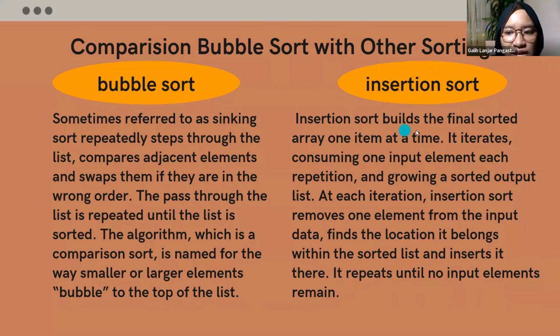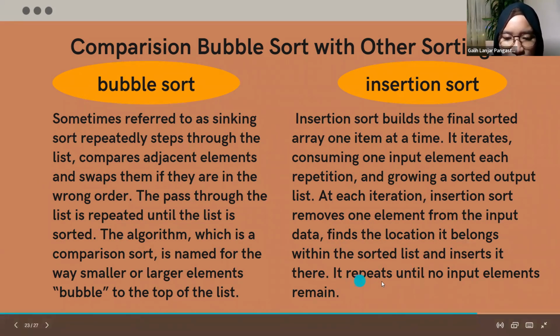Insertion sort builds the final sorted array one item at a time. It iterates, consuming one input element each repetition, and growing a sorted output list. At each iteration, insertion sort removes one element from the input data, finds the location it belongs within the sorted list, and inserts it there. It repeats until no input elements remain.